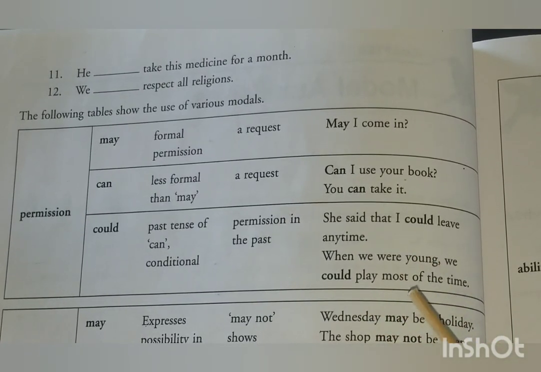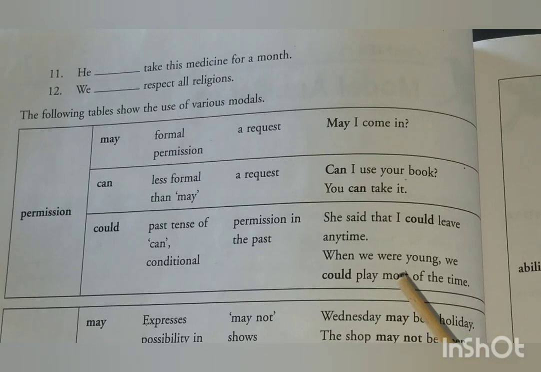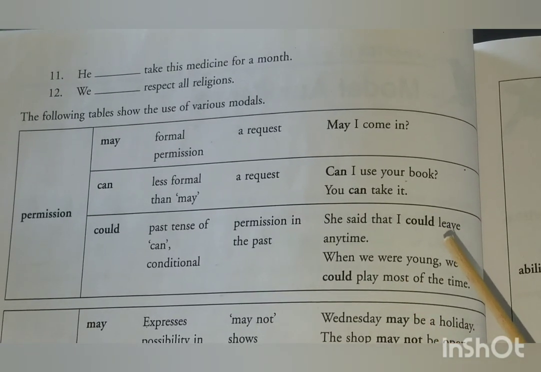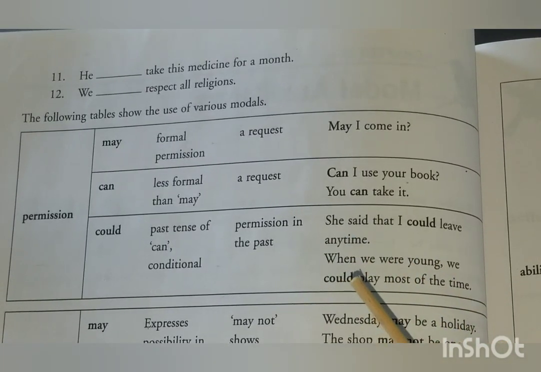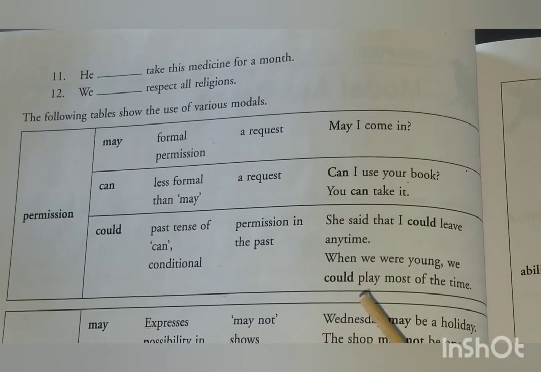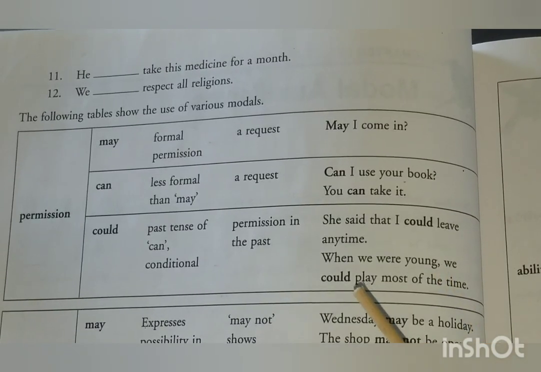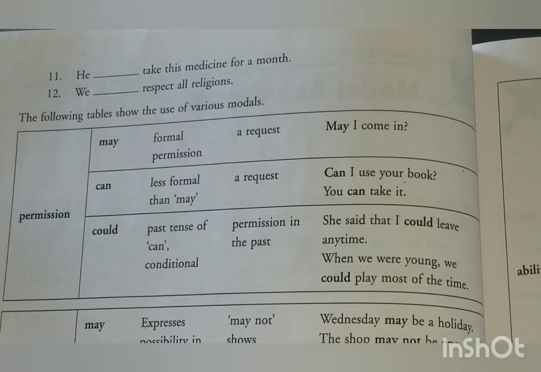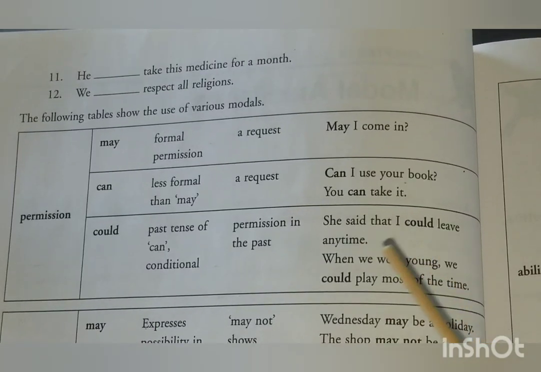There are two uses of could. Its ability in the past and its permission. She said that I could leave any time. She asked permission. And in this sentence, when we were young, we could play most of the time, it was past ability. It's a past ability that I used to play most of the time when I was young. Jab main young thi, main bahut zyada tar khela karti thi. Isme past ability ki baat ho rahi hai aur isme permission ki. She said that I could leave any time.